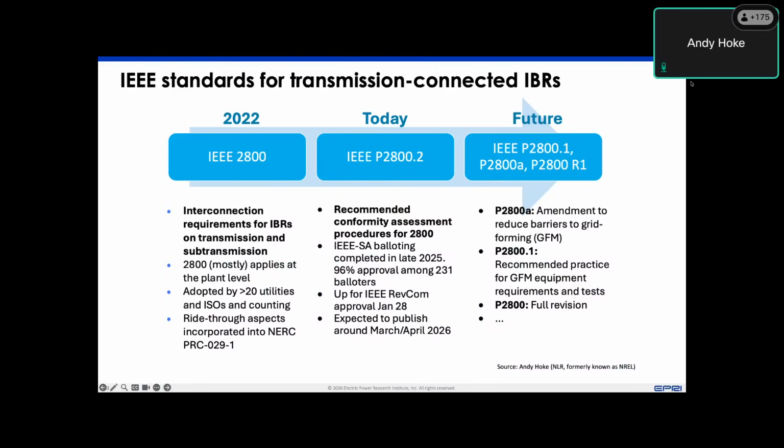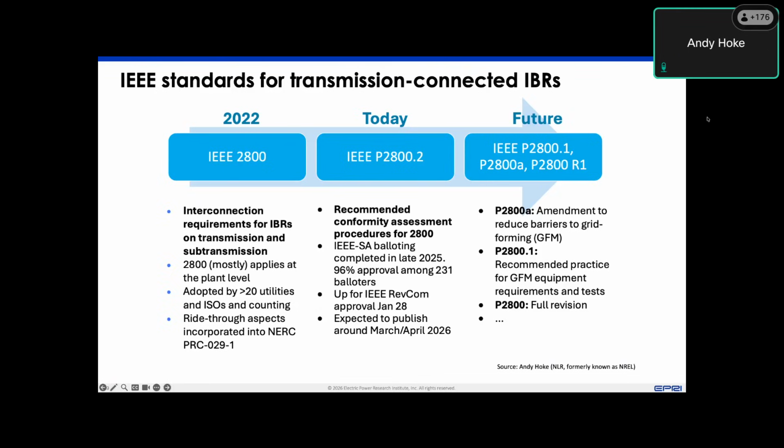Probably most of you know IEEE 2800 was published in 2022, establishing interconnection requirements for inverter-based resources on transmission and subtransmission systems. We just finished up 2800.2, which is the conformity assessment procedures, the test procedures. How do you know if you're conforming to 2800? It finished ballot just late last year at 96% approval, and it's up for IEEE RevCom approval at the end of this month. Assuming all goes well with these final steps, it should be published in maybe March or April of this year.